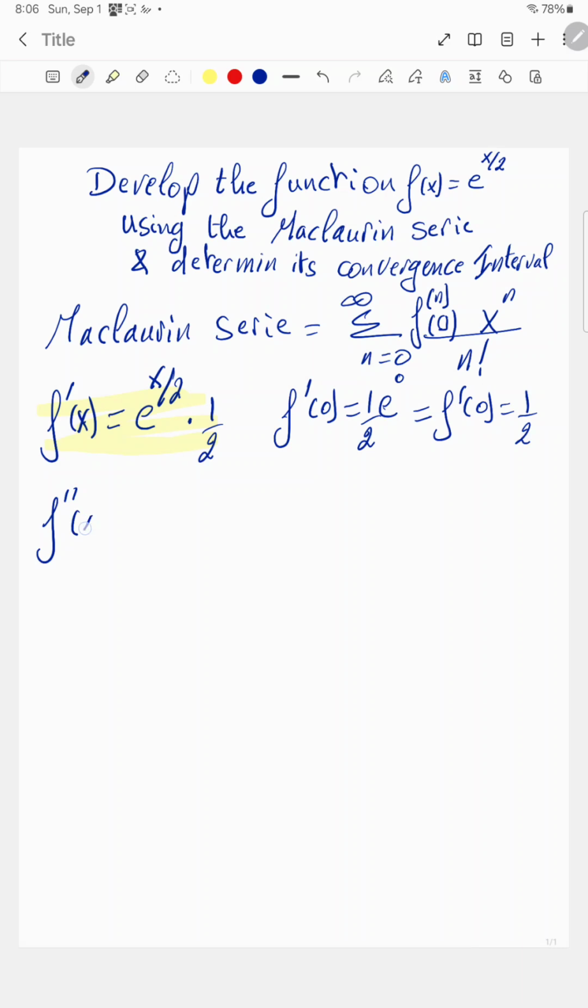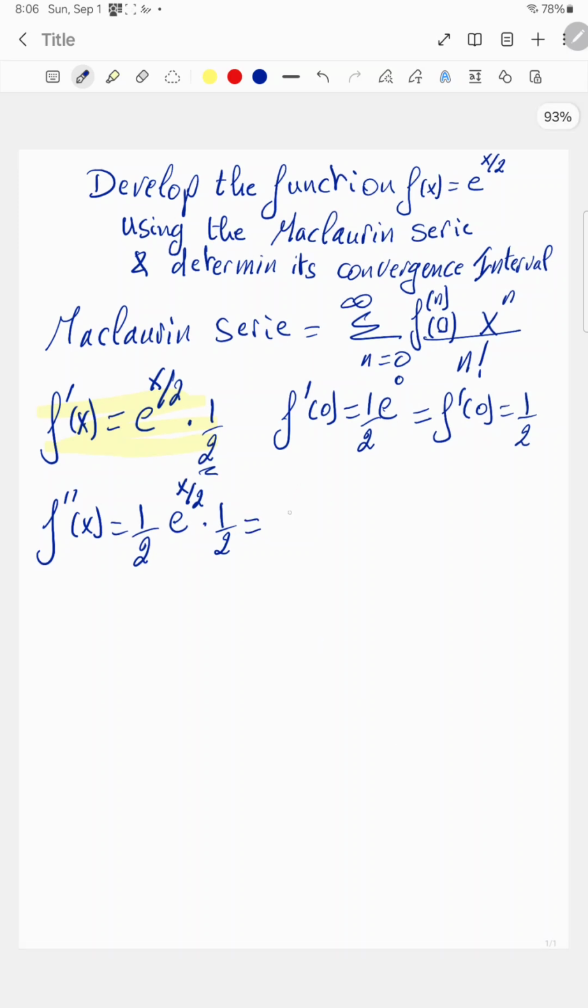So f second of x is equal to, I have the 1/2 here, which is a constant, I keep it. The derivative of e to the power x divided by 2 is e to the power x divided by 2 multiplied by the derivative of x divided by 2, which is 1/2. That is equal to 1/2 to the power of 2 times e to the power x divided by 2. And f second of 0, again, if I replace x by 0, I would have 1/2 to the power of 2.